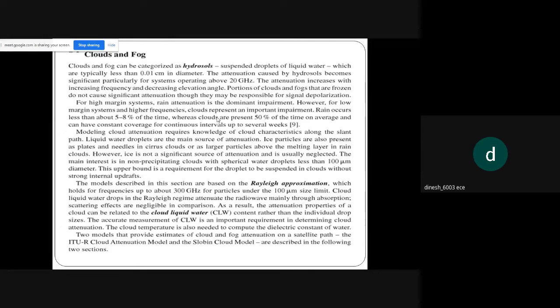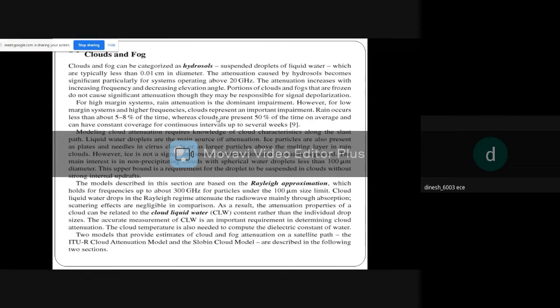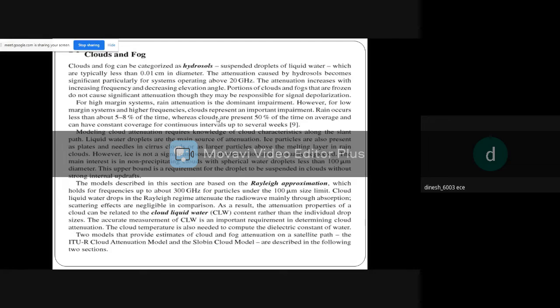The attenuation increases with increasing frequency and decreasing elevation angle. Portions of clouds and fogs that are frozen do not cause significant attenuation, though they may be responsible for signal depolarization. So attenuation may not be responsible, but depolarization will occur. For high margin systems, rain attenuation is the dominant impairment.